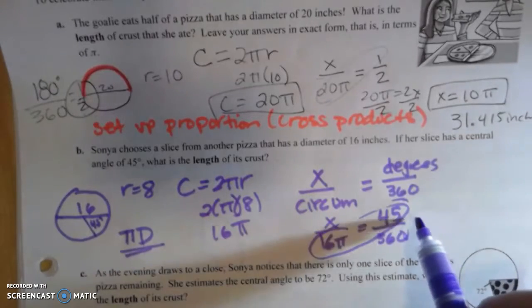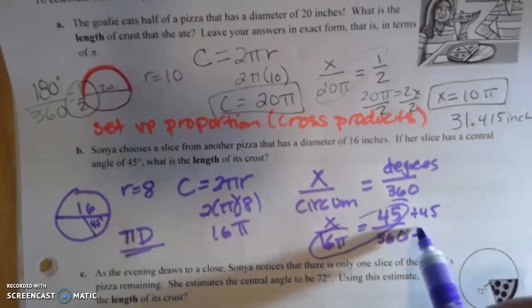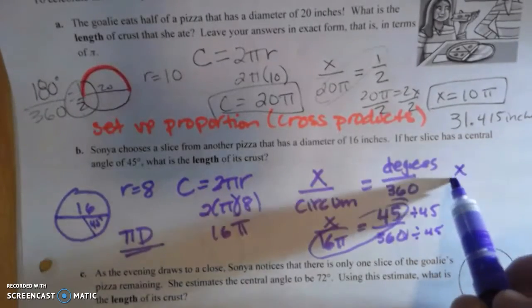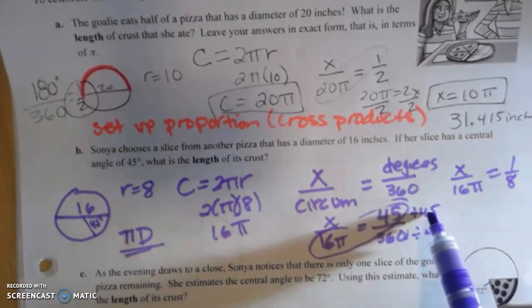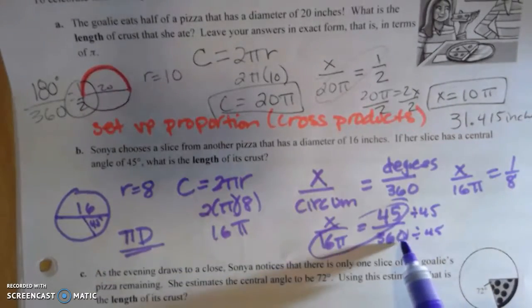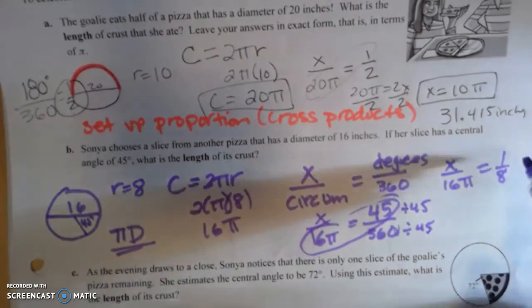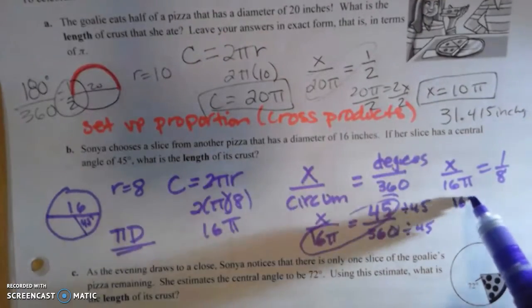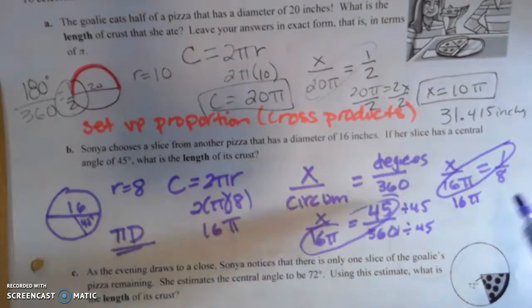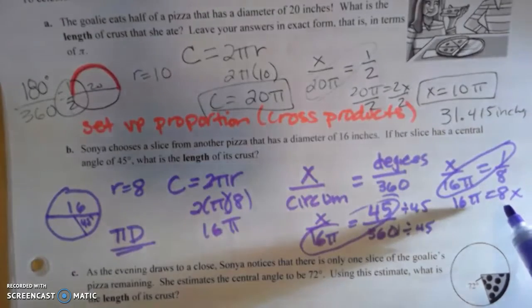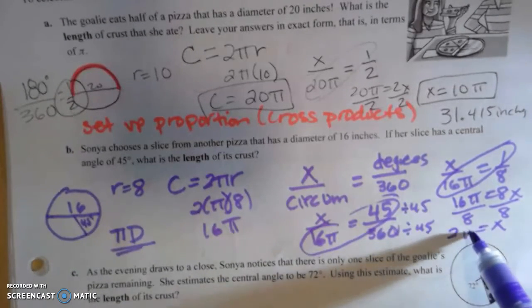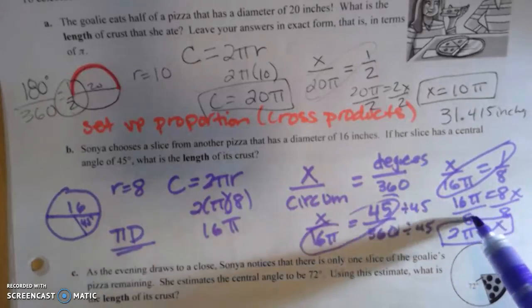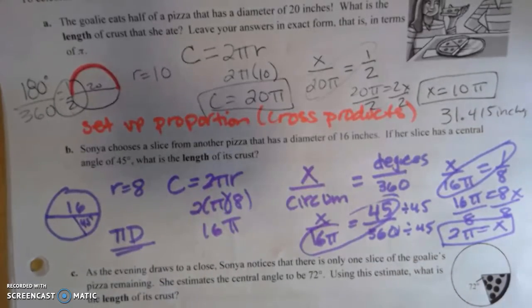But I can divide this by 45, divide this by 45, and I get x over 16 pi equals 1 over 8. 45 divided by 45 is 1. 360 divided by 45 is 8. So when I do my cross products, I get 16 pi equals 8x. Divide both sides by 8. X equals 2 pi. 16 divided by 8 is 2.